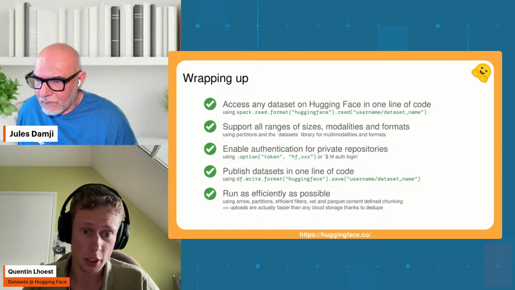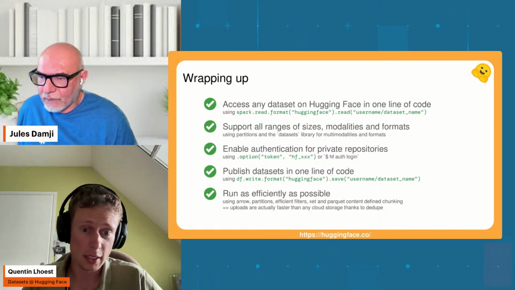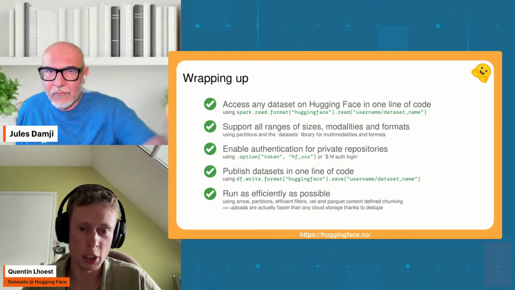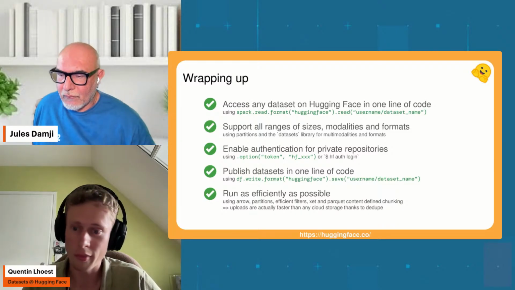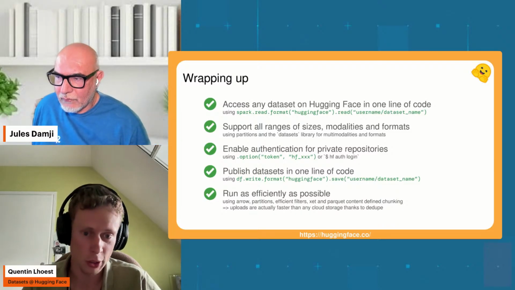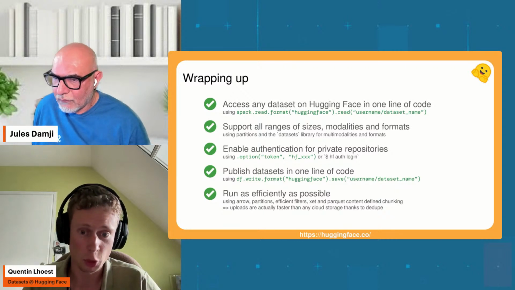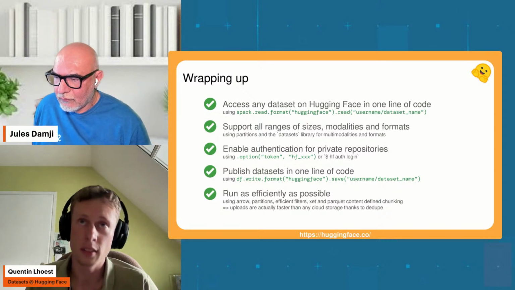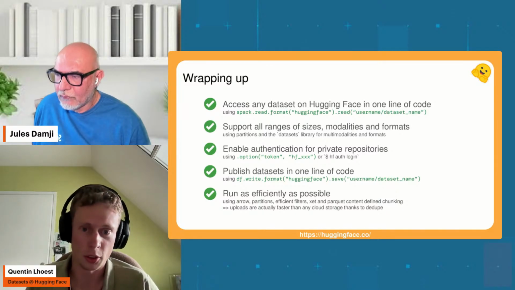We support authentication. You can publish datasets in one line of code using the writer. And it's really, really efficient thanks to Arrow, thanks to partitioning, efficient filters, the Xet storage, and Parquet content-defined chunking, which makes it one of the fastest ways to upload data to any cloud storage.